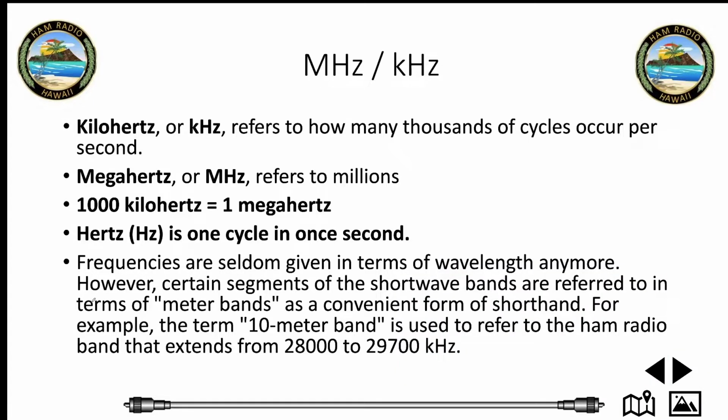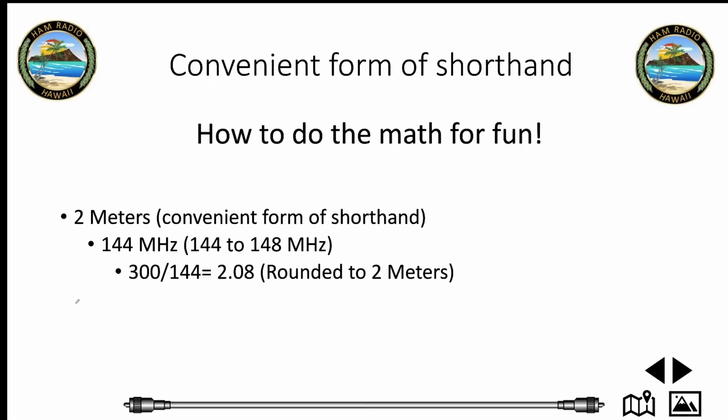First, let's talk some terms. Kilohertz refers to how many thousands of cycles occur per second. Hertz is one cycle in 1 second. Megahertz refers to millions, and kilohertz is 1,000. So 1,000 kilohertz equals 1 megahertz. So when we get there, we'll talk about some shorthand, how we determine shorthand for ham radio.